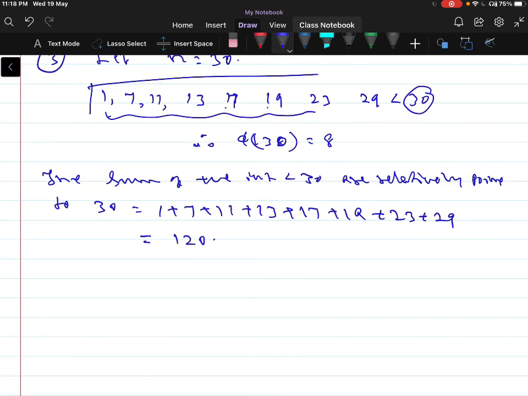And let us calculate 1 by 2 into n into phi(n), so 1 by 2, where n is 30, into phi(n) is 8, so this is equal to 4 times 30, that is 120, so result is verified.